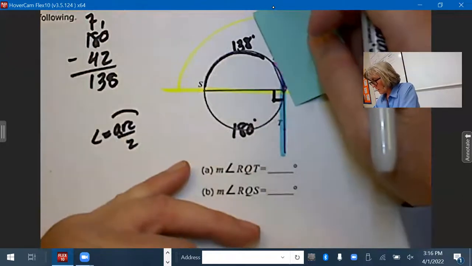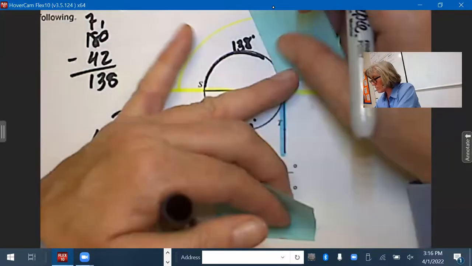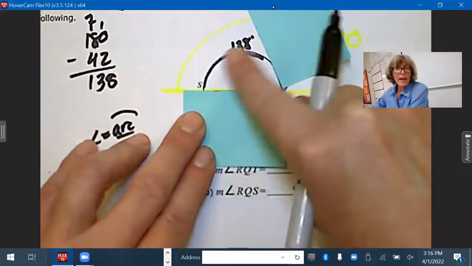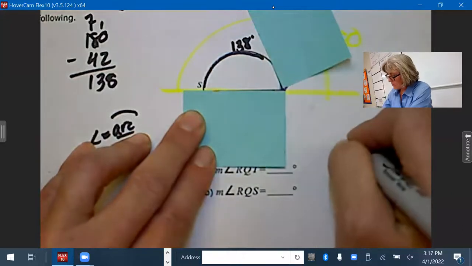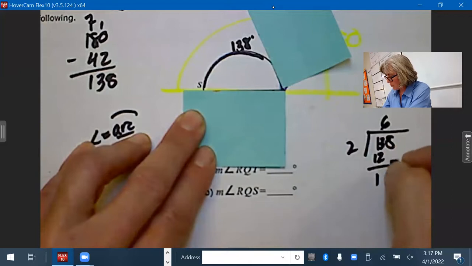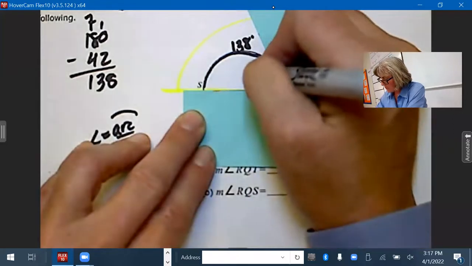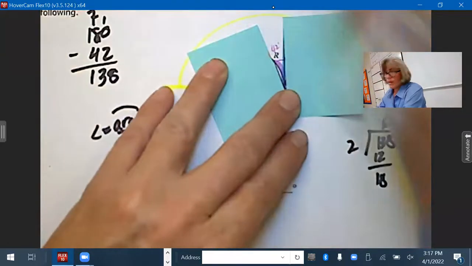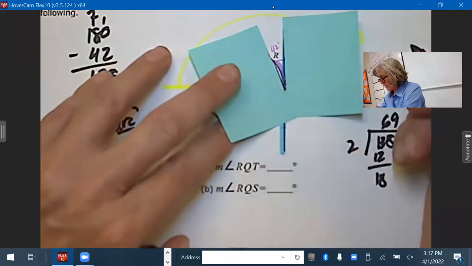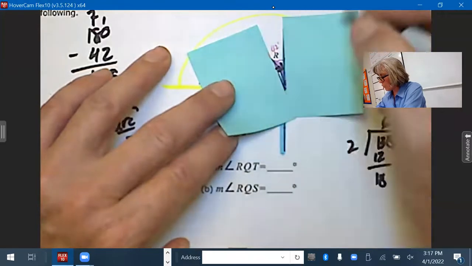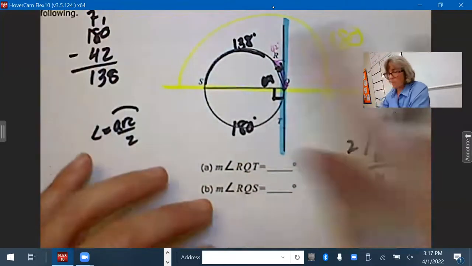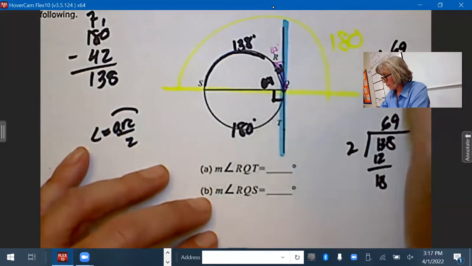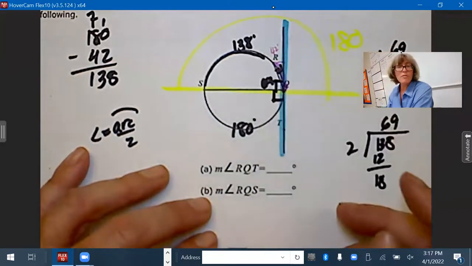Coming this way, I'm going to frame up RQS. I'm grabbing 138 divided by 2. I get 69. And if I frame up this 42, half of 42, 21. And then to double check, if you add 69 and 21, we get 90, which is what we would expect if you have 90 on one side.